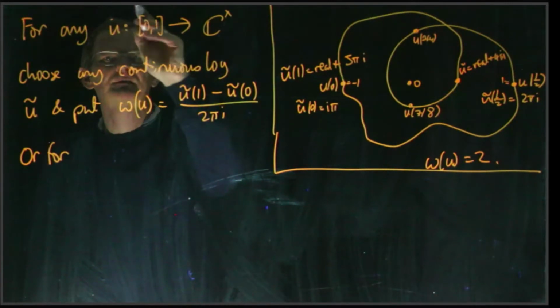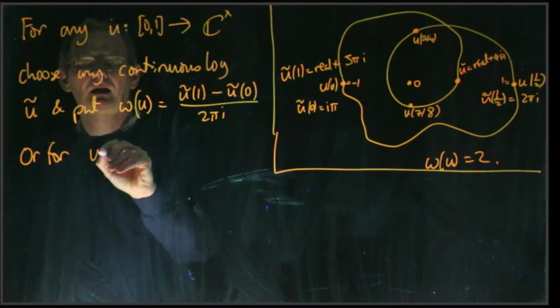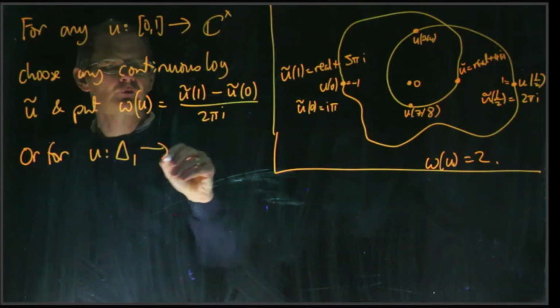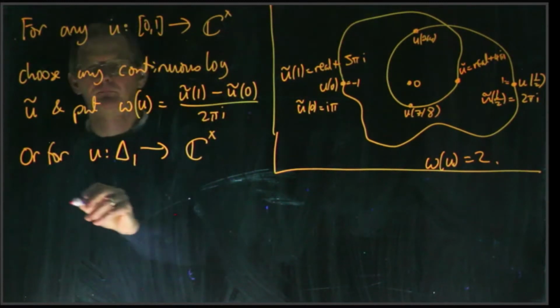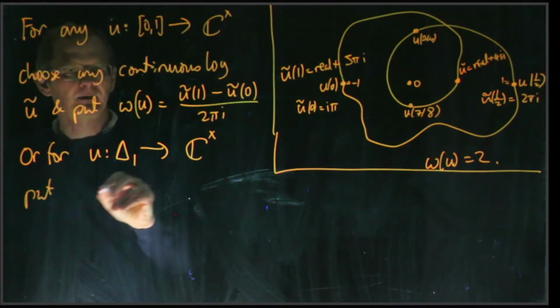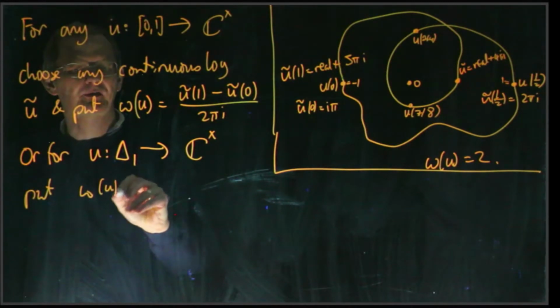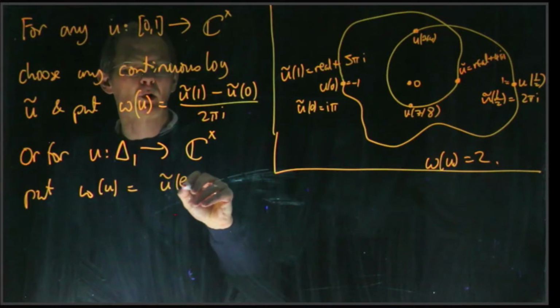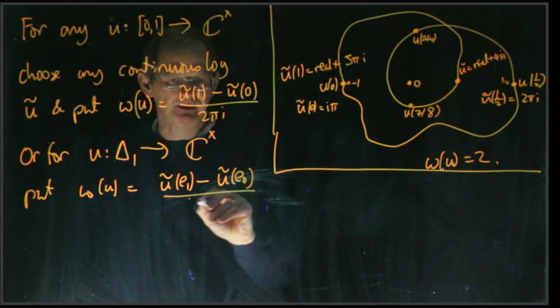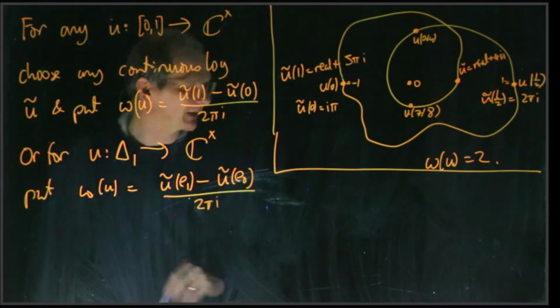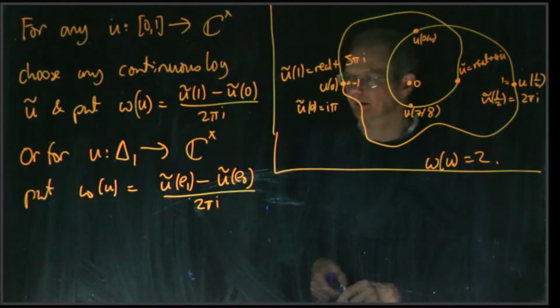So I've said this in terms of 0, 1. But of course, as usual, we identify 0, 1 with the delta 1. So again, we put omega of u, in this case, to be u tilde of E1 minus u tilde of E0. The endpoints in this picture are called E0 and E1. So it's just the same sort of thing. Okay.